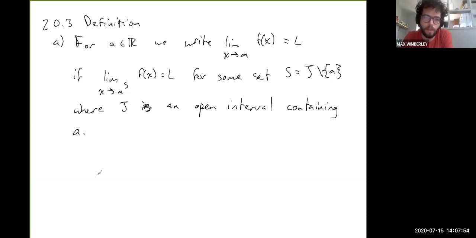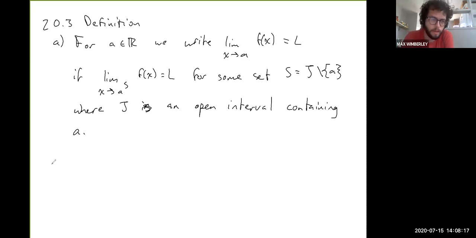So basically, there can't be points missing from the domain of f getting arbitrarily close to a. There has to actually be some radius around a where all the points within that radius are in the domain of f. Okay? So that's the two-sided limit, I guess you could say.